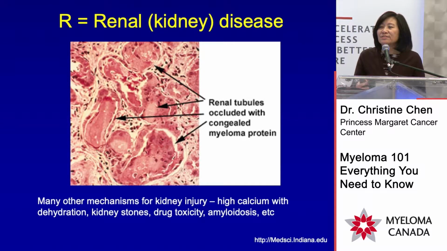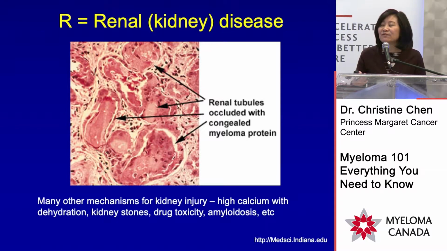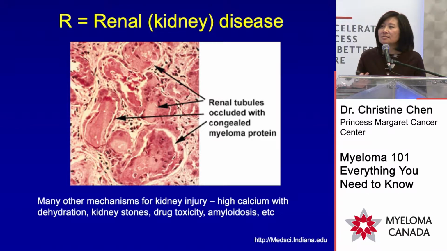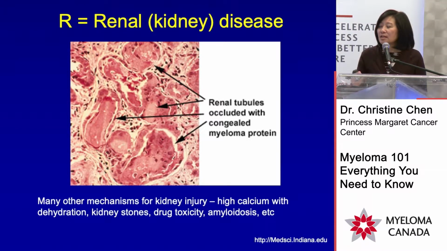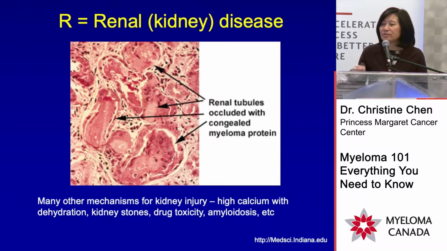There are other causes of kidney failure as well. About half of all patients over the course of the disease will develop kidney dysfunction. And one of the most common reasons is that part of the myeloma protein, the light chain part, can be excreted in large enough amounts in the urine that it blocks off the tubules in the kidneys.